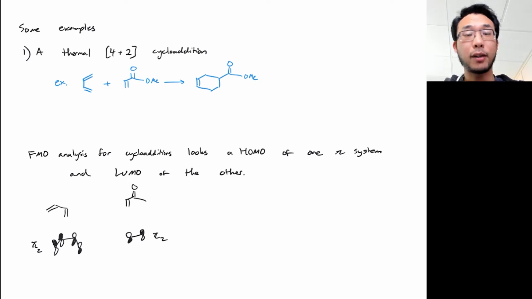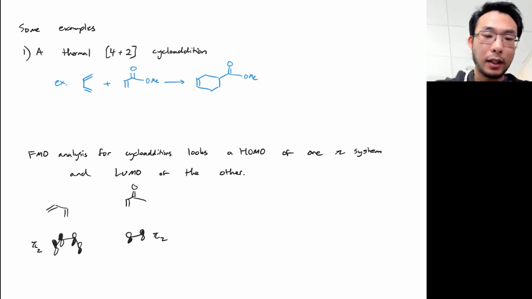This is by far the most common type of cycloaddition that is used by organic chemists. It has its own name. It's a Diels-Alder reaction, and it's common enough that it deserves its own video, so that will be coming up in the future. So here's just an example of such a reaction.